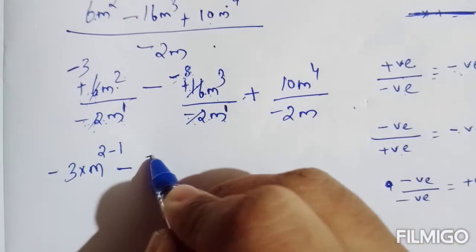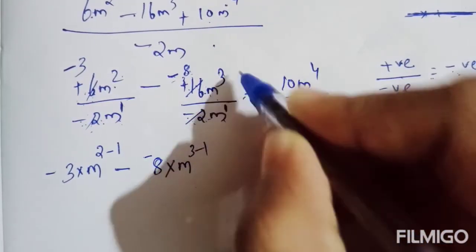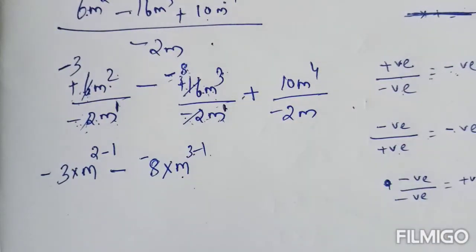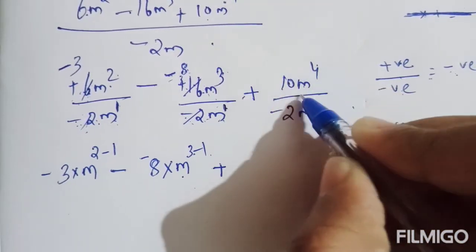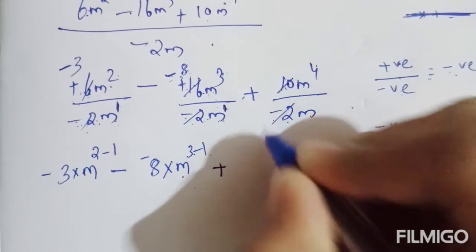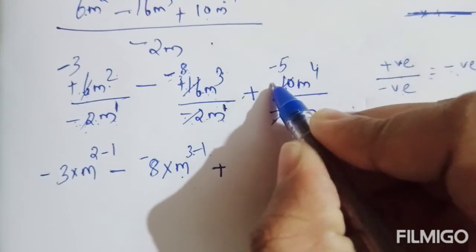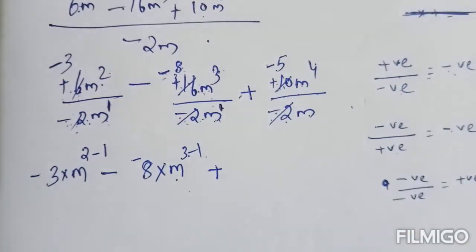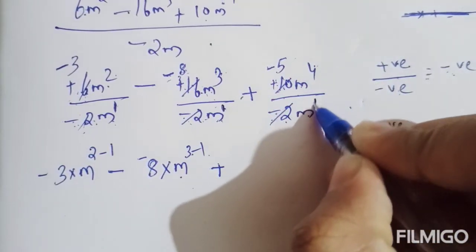So what will you get? Minus 8 into m raised to 3 minus 1. Applying the quotient law, m cube by m raised to 1 is m raised to 3 minus 1. Plus 10m raised to 4 by minus 2m. So 10 divided by minus 2 is minus 5. Positive by negative is negative, and 10 by 2 is 5. So minus 5, m raised to 4 by m raised to 1.